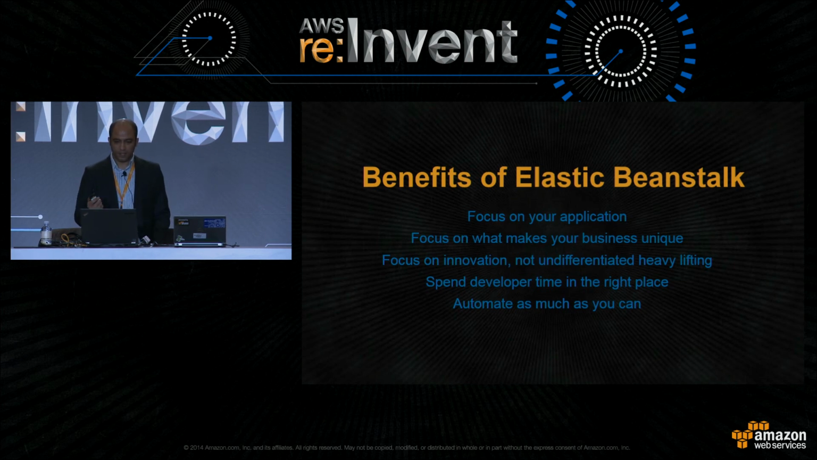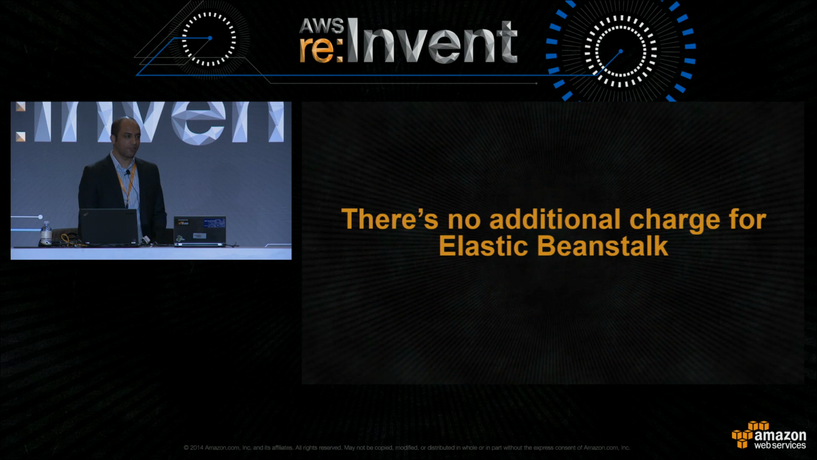And then the kicker, obviously, we don't have any additional charge for Elastic Beanstalk. It's a free service. You only pay for the underlying resources that you use. So you only pay for the instance hours on EC2, requests and traffic on ELB, and S3 storage if you have any. Plus, if you use any additional resources, you would just pay for those resources. We don't charge anything over that for Elastic Beanstalk.